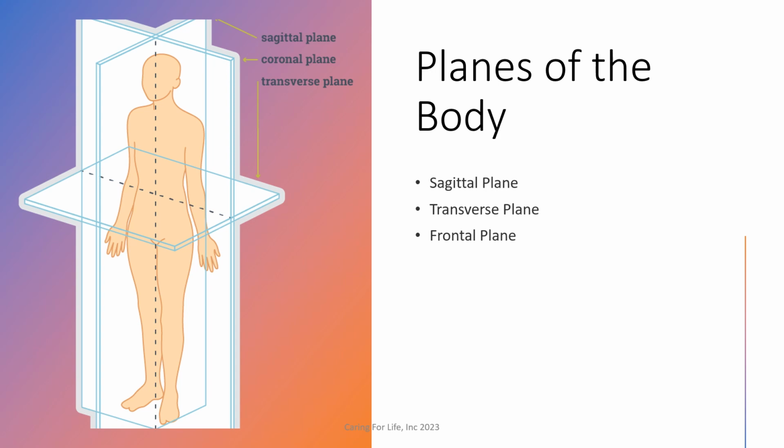There's also mid-sagittal, which refers to an equal division of the left and right sides running along the midline of the body. Transverse plane divides the body into upper and lower sections, not necessarily equally, so you can have different transverse planes. And then frontal is also called the coronal plane, divides the body into anterior and posterior sections.